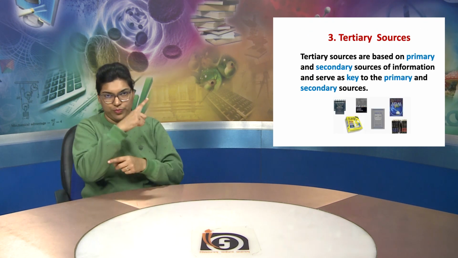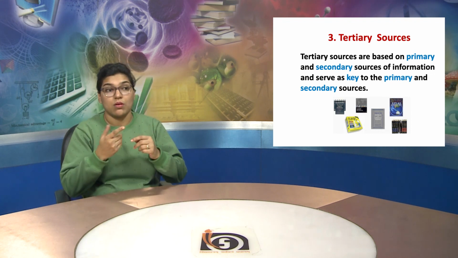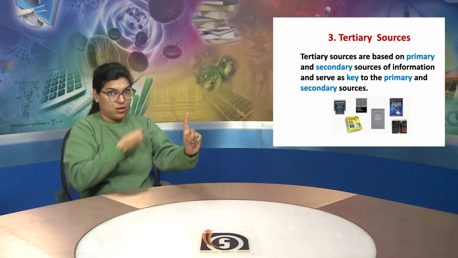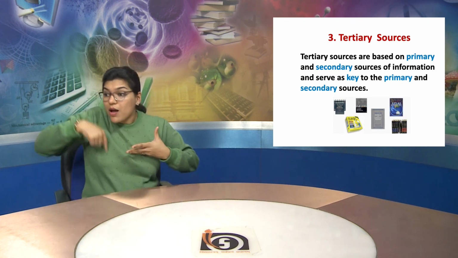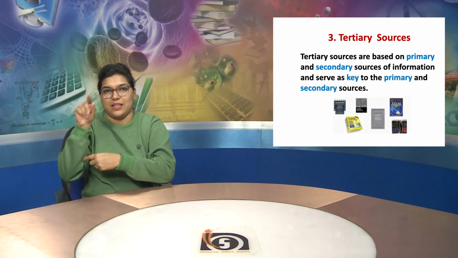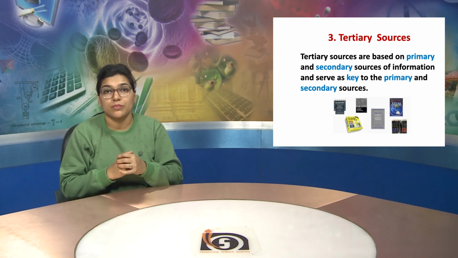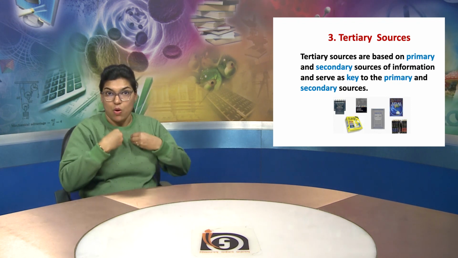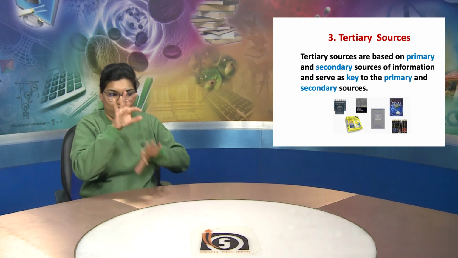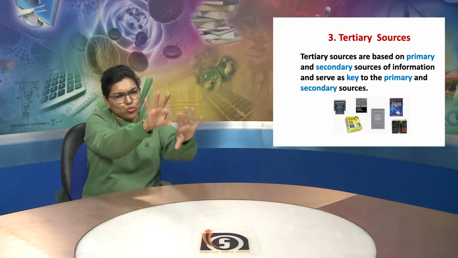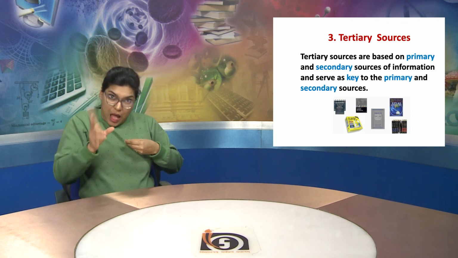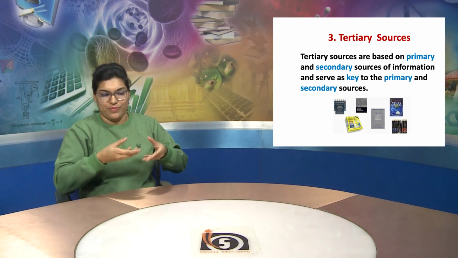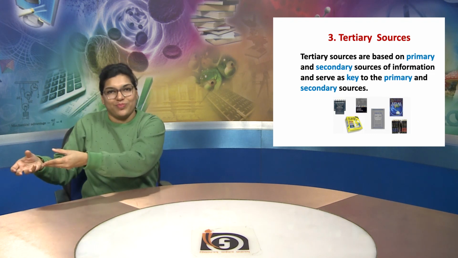We have understood about the primary sources and secondary sources. Now, this one is tertiary sources. Tertiary sources are based on primary and secondary sources of information and serve as key to the primary and secondary sources. So from primary to secondary, then secondary to tertiary, the information is transferred.